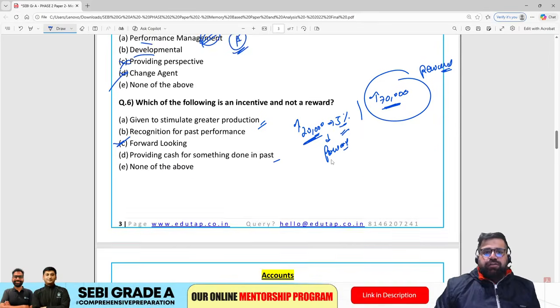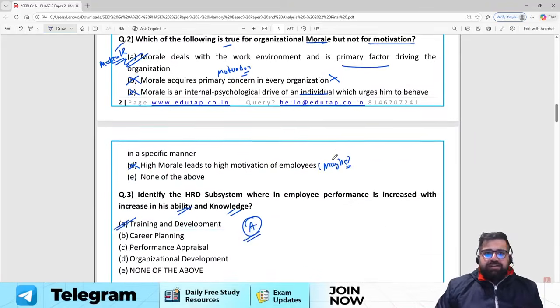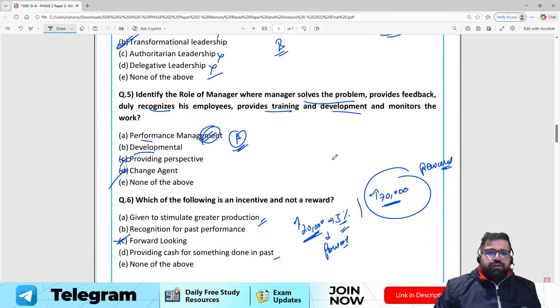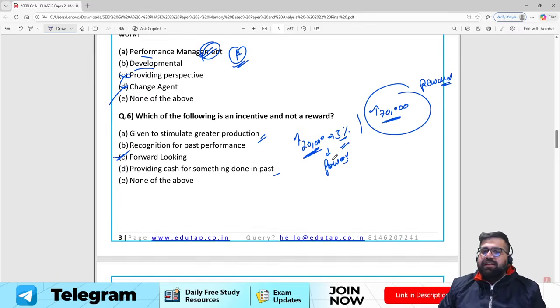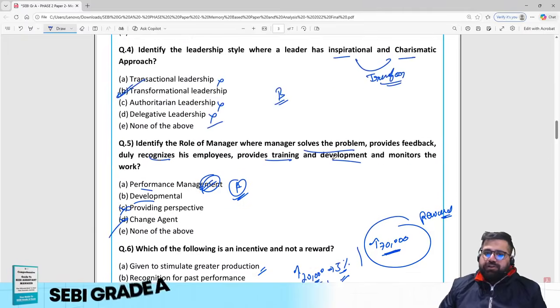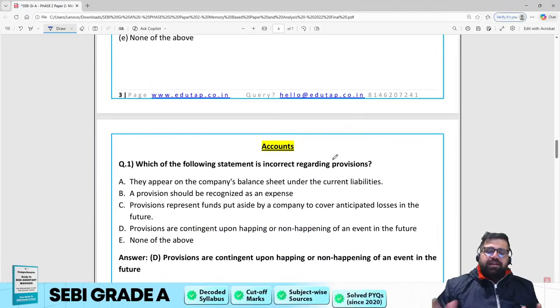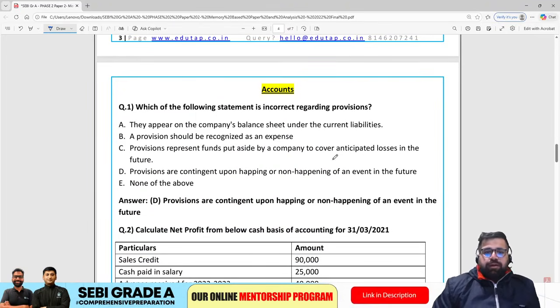So if you see, whatever questions we have solved: first question moderate, second moderate, third easy, fourth easy, fifth is also doable if your concepts have good clarity, but I will rate it as moderate. Sixth one is also moderate. So you can see the overall paper for management for 2022 is easy to moderate. You could have scored good. Now let's come to the most dangerous section, accounts.